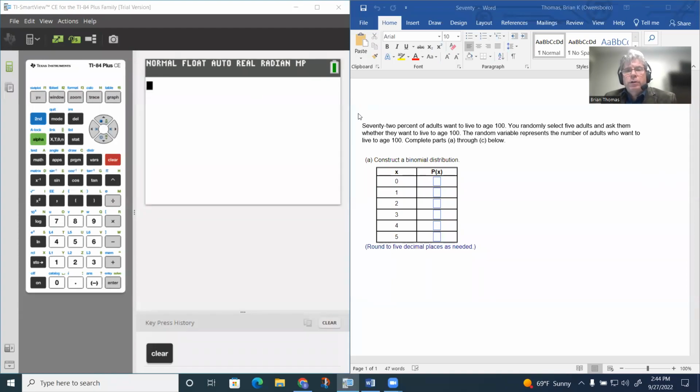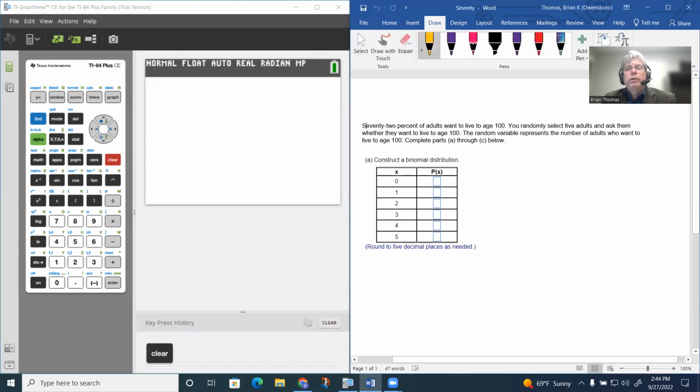So I want to touch on a question in the unit review. This is like the unit 2 review. See if I can get this going here for us. So this is the unit 2 review. I think this is question number 28.